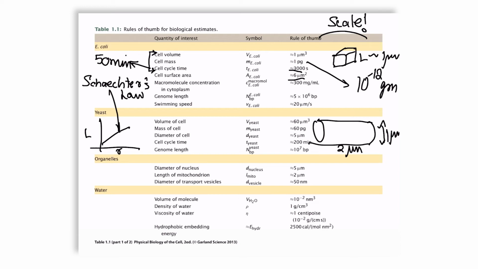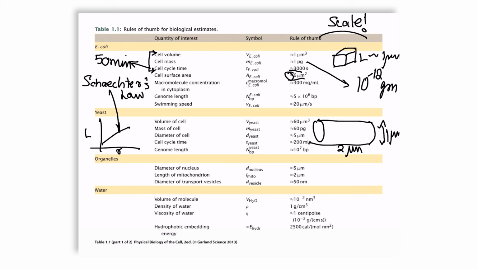It's important at this point to question these numbers because they are approximations, as I keep highlighting over here, but these approximations are obtained from certain assumptions. What about macromolecular concentration in cytoplasm? It's about 300 mg per ml. Genome length is 4.8 × 10^6 base pairs, which is approximately 5 × 10^6, 5 million base pairs.